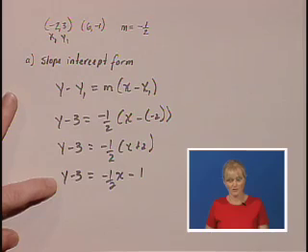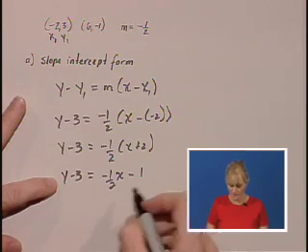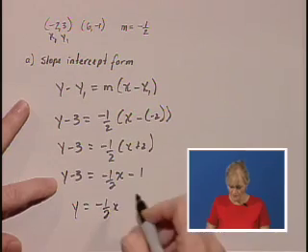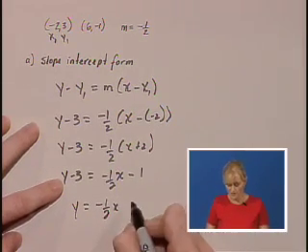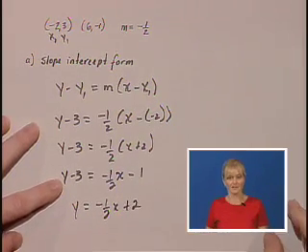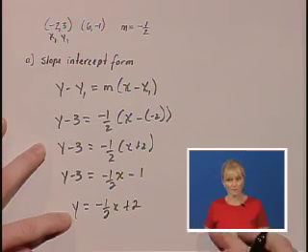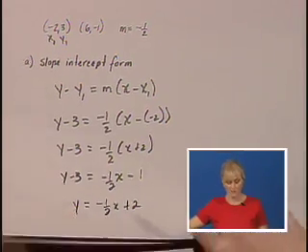Getting y by itself for slope-intercept form, we're going to add 3 to both sides. And we'll have y is equal to -1/2 x, -1 plus 3 is a +2. So we have this now in our slope-intercept form, and we're ready to put this in standard form.